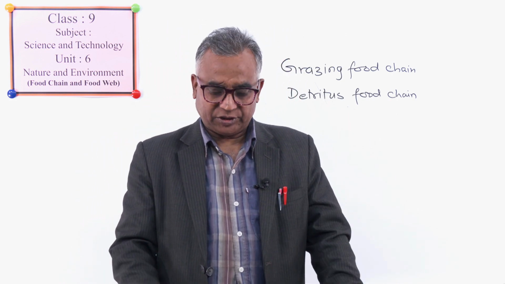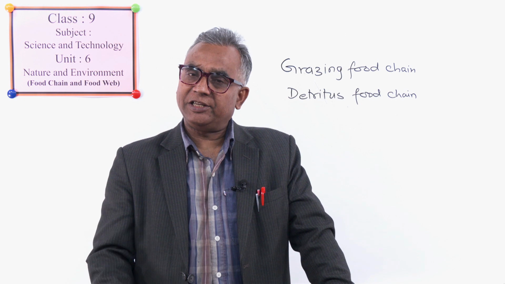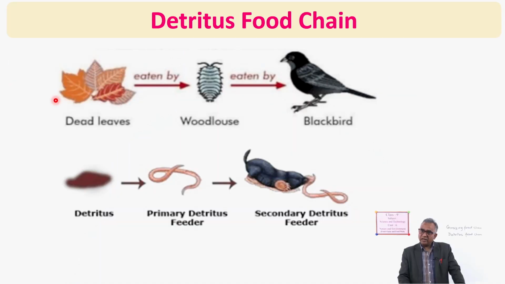So, what is a detritus food chain? Let's see. Here are dead leaves, and they decay. These decayed materials are eaten by woodlouse. They are insects who feed on such dead leaves. And these woodlouse are eaten by what? Bird. Here it is given blackbird. So that is one type of detritus food chain.